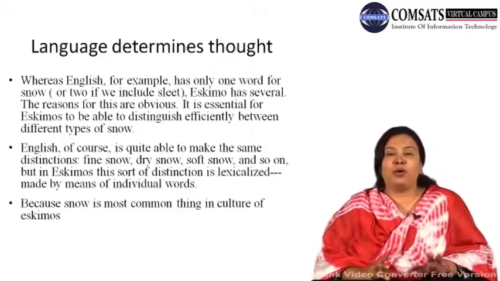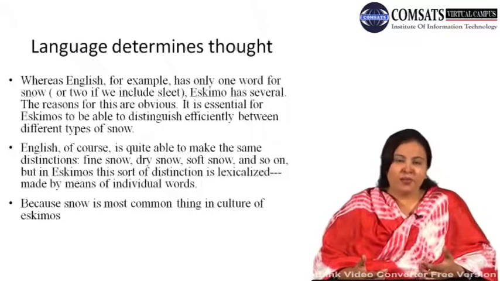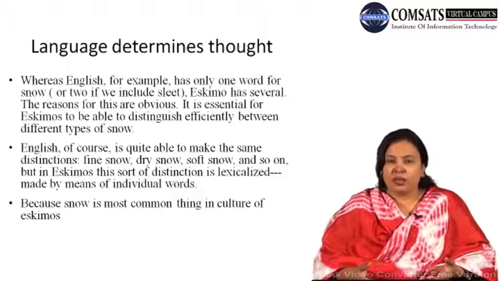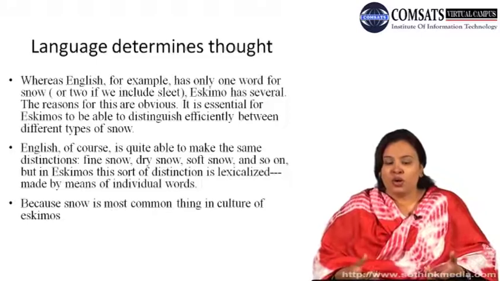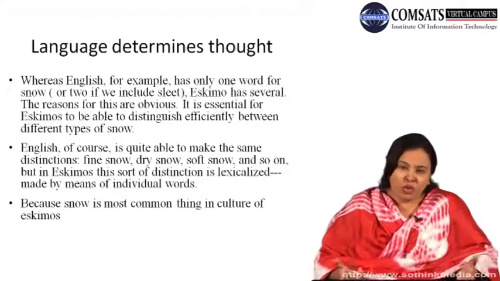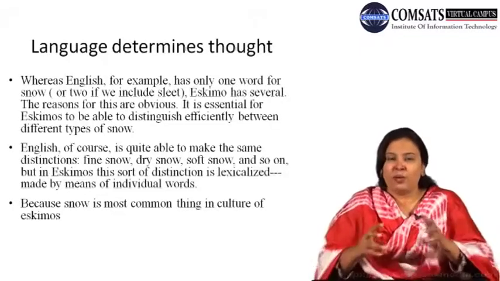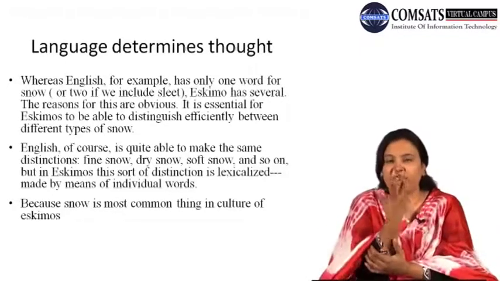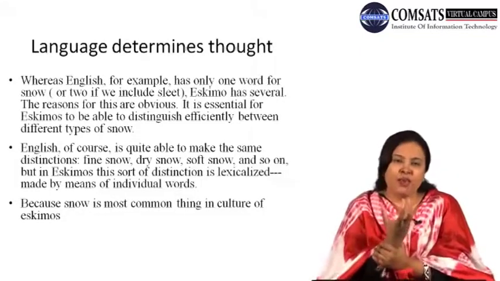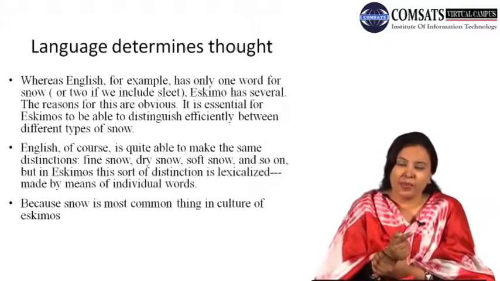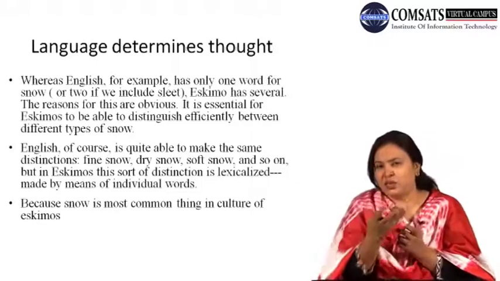Now consider the example of English versus the Eskimo people. The English people have certain words for snow, but they are interrelated, like heavy snow or light snow. But they have only one word for snow, that is snow, and all other words are interrelated, like heavy snow or light snow. This shows that in English society they do not have much concern with snow.